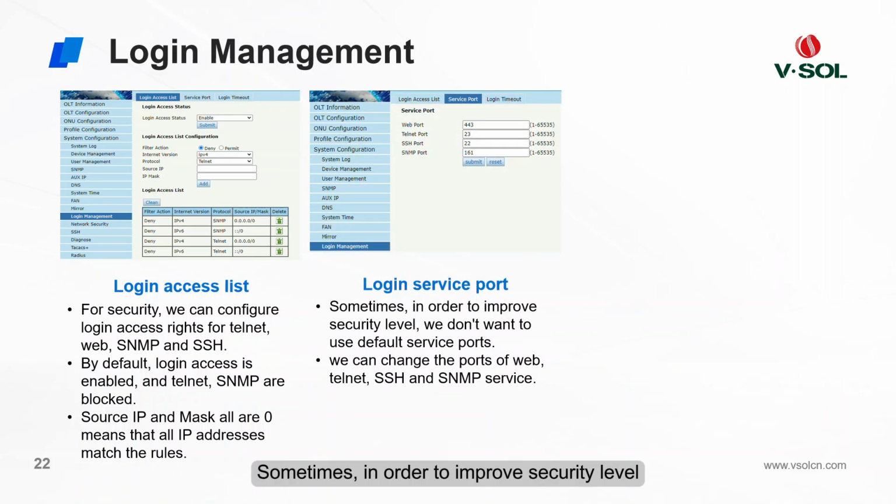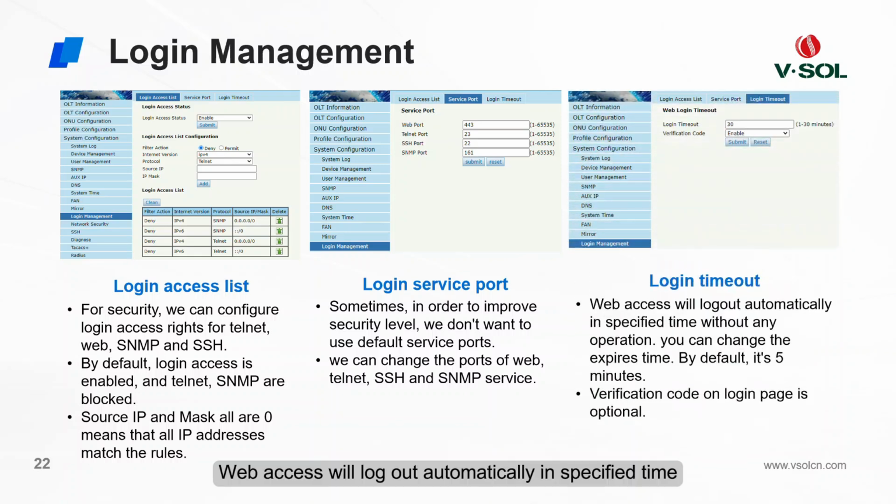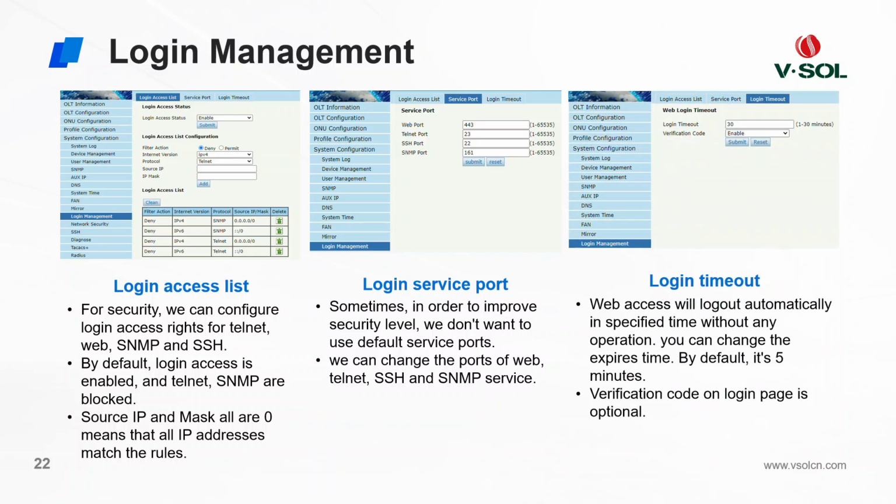Sometimes, in order to improve the security level, we don't want to use default service ports. We can change the ports of the Web, Telnet, SSH, and SNMP services. Web access will log out automatically in a specified time without any operation. You can change the expiry time. By default, it's 5 minutes.